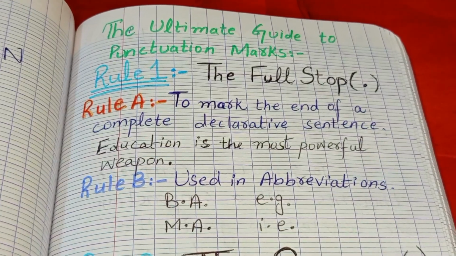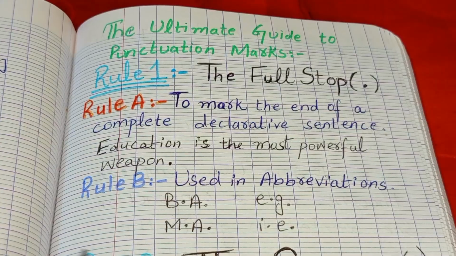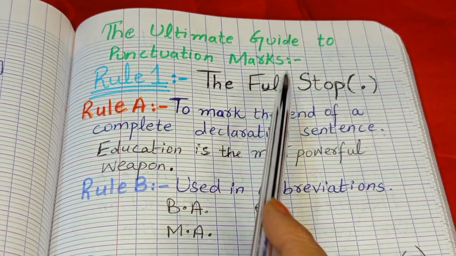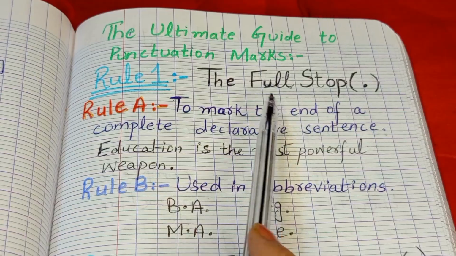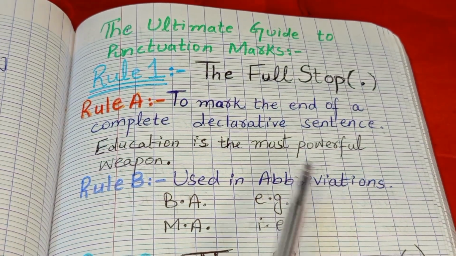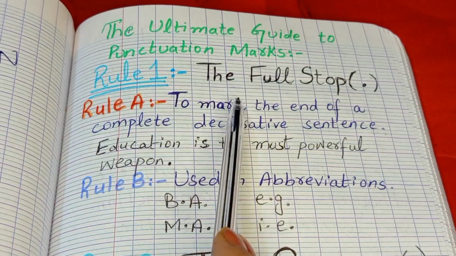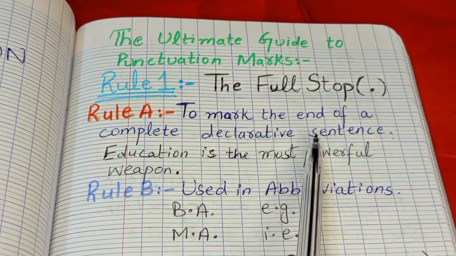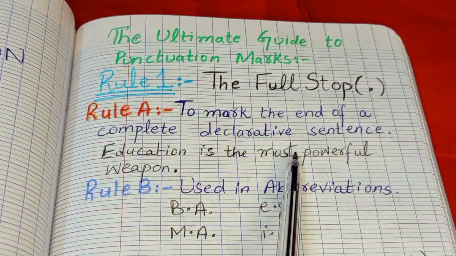Let's start with the most basic yet most vital mark, the full stop. The full stop, also known as the period, represents the longest pause in a sentence. This has two rules. Rule A: to mark the end of a complete declarative sentence.